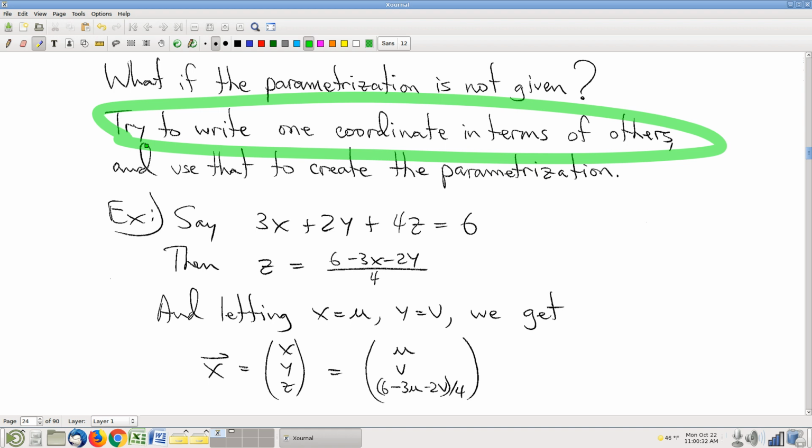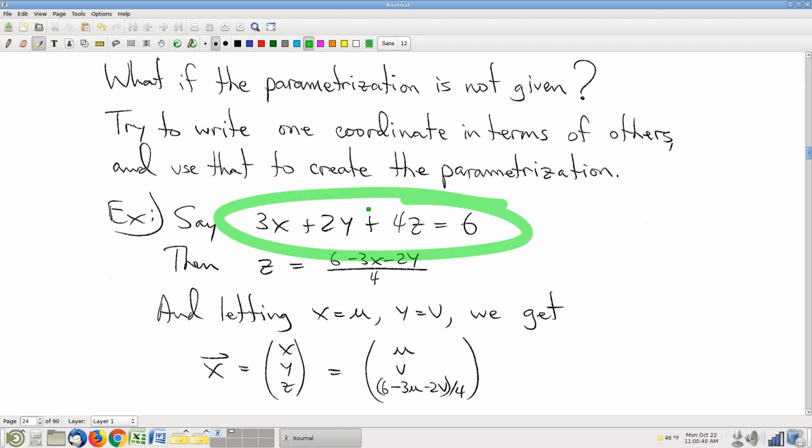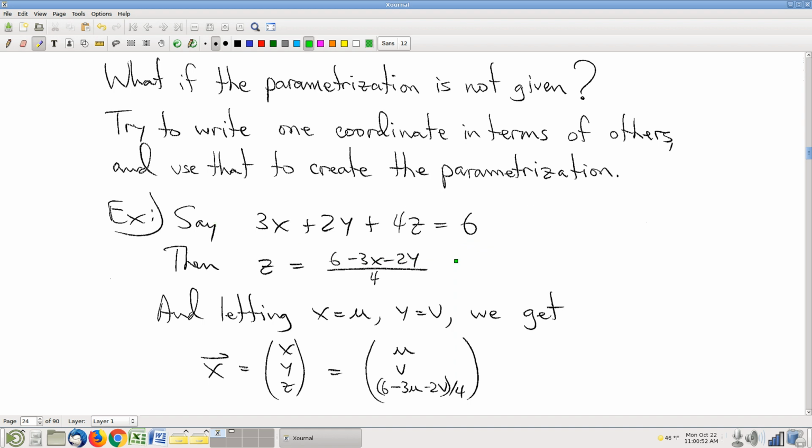So I call this the graph parameterization. I think that's a reasonable name. Okay. All right. So, for example, how would I parameterize this plane? I want to view this plane as being the image of some function. I want x equals, y equals, and z equals, all functions of u and v. How do I get that? So, the trick, solve for one of the variables in terms of the others. I'm going to choose z, no particular reason.